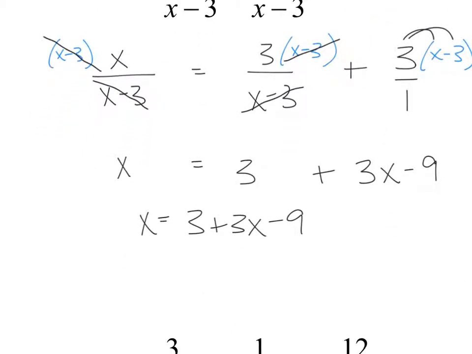Okay, so I'm just going to combine my like terms. I'm going to subtract my 3x over. That gives me negative 2x. When I combine my 3 and my negative 9, I get negative 6. That gives me an answer of x equals 3.